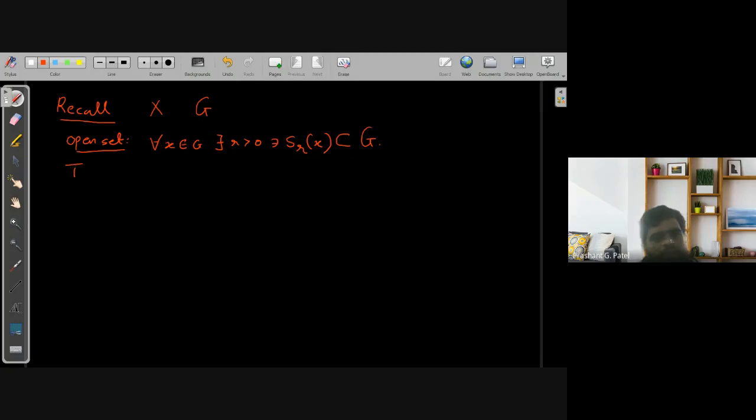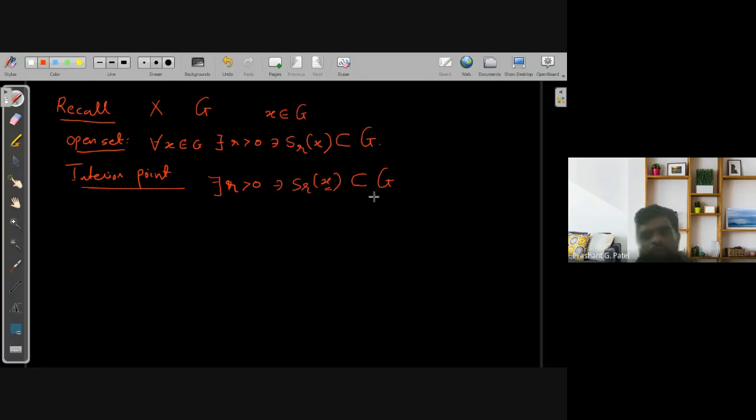Then we discussed the interior point. You require X, which is a metric space, and G, a subset of it. If a point X, which is in G, has some neighborhood of radius R that lies inside G, then we can say that X is an interior point of G.